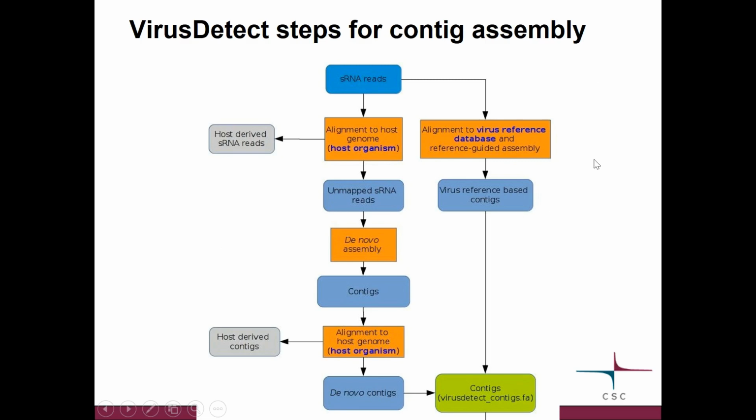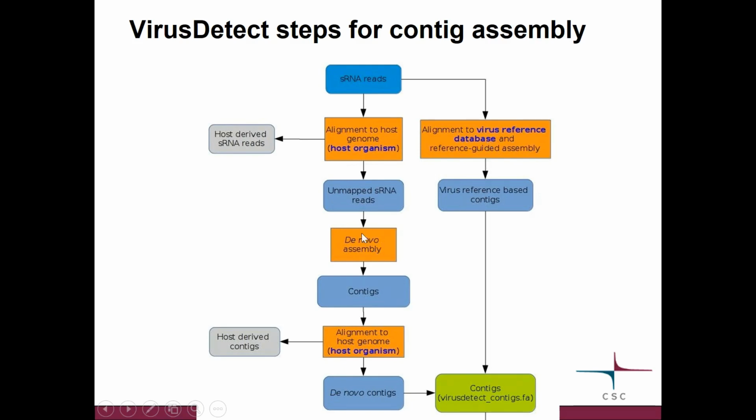This picture here shows what exactly happens in the assembly part of VirusDetect. It might not be very clear on your screen, but you find the same picture in the Chipster manual page, which I will show you later. So we start off with the small RNA reads, and we do the two different assemblies, the de novo assembly and the reference-guided assembly. The reference-guided assembly is very simple. Like I said, reads are aligned to the virus reference database and assembled to contigs.